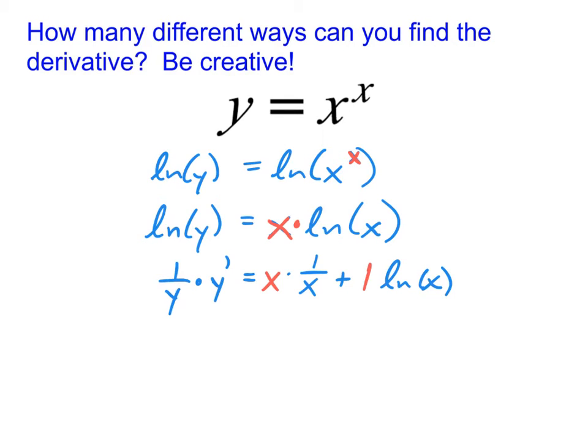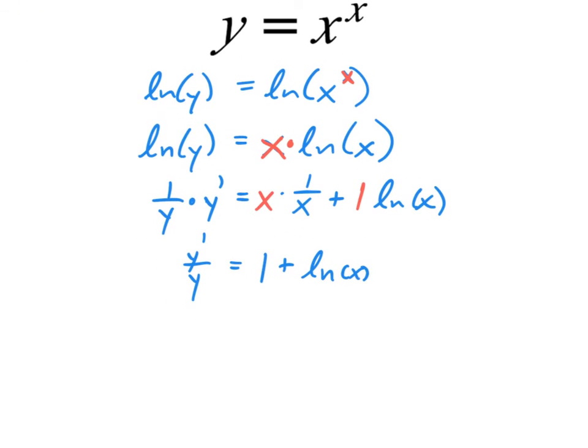And so this is actually looking like we can clean it up a little bit, though, doesn't it? Because on the left side, yes, that is y prime over y. And on the right side, x times 1 over x is just 1. Plus, and of course, 1 times the natural log of x is just going to be natural log of x. So this is actually looking pretty simple. The only thing that we're running into as a potential stumbling block here is that I still need it to just be y prime equals, instead of y prime over y.